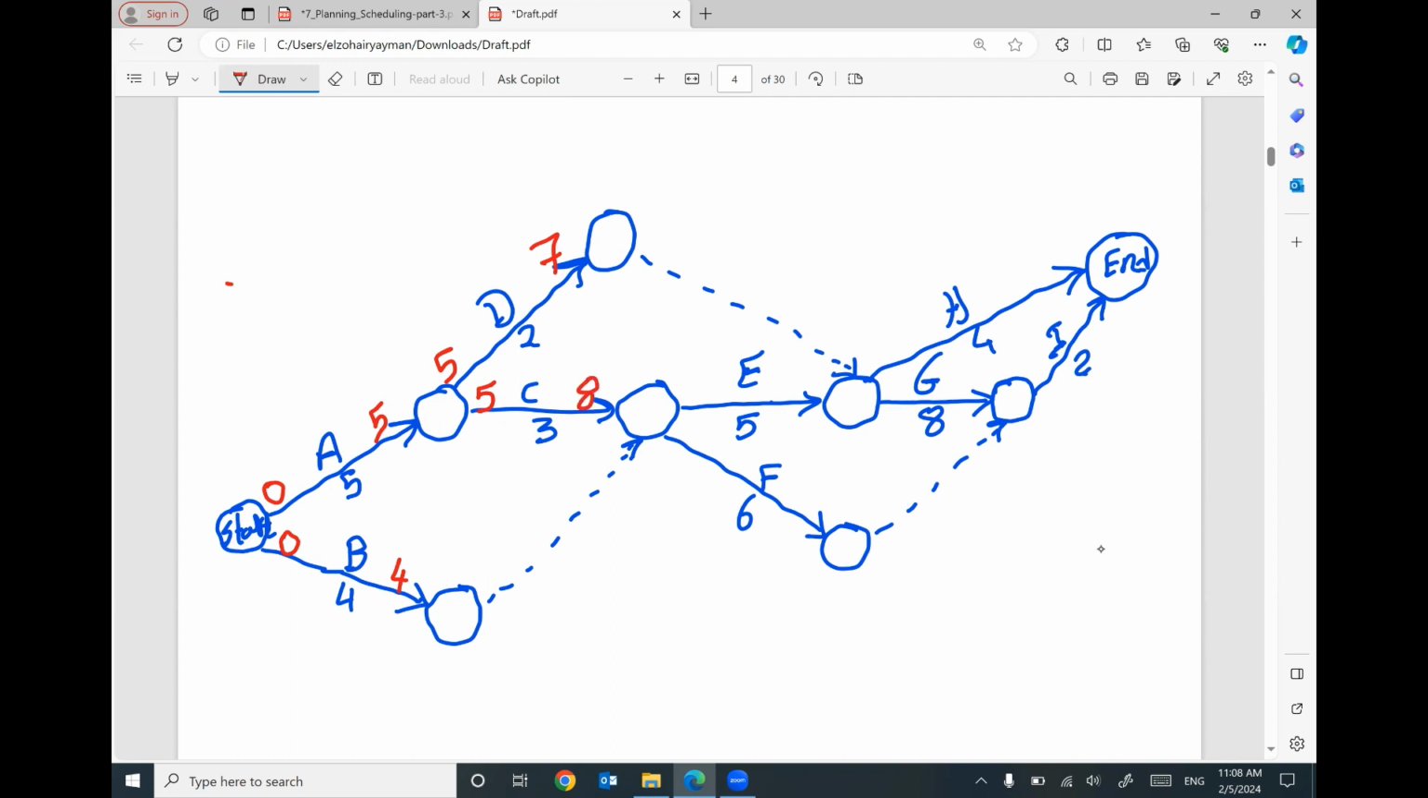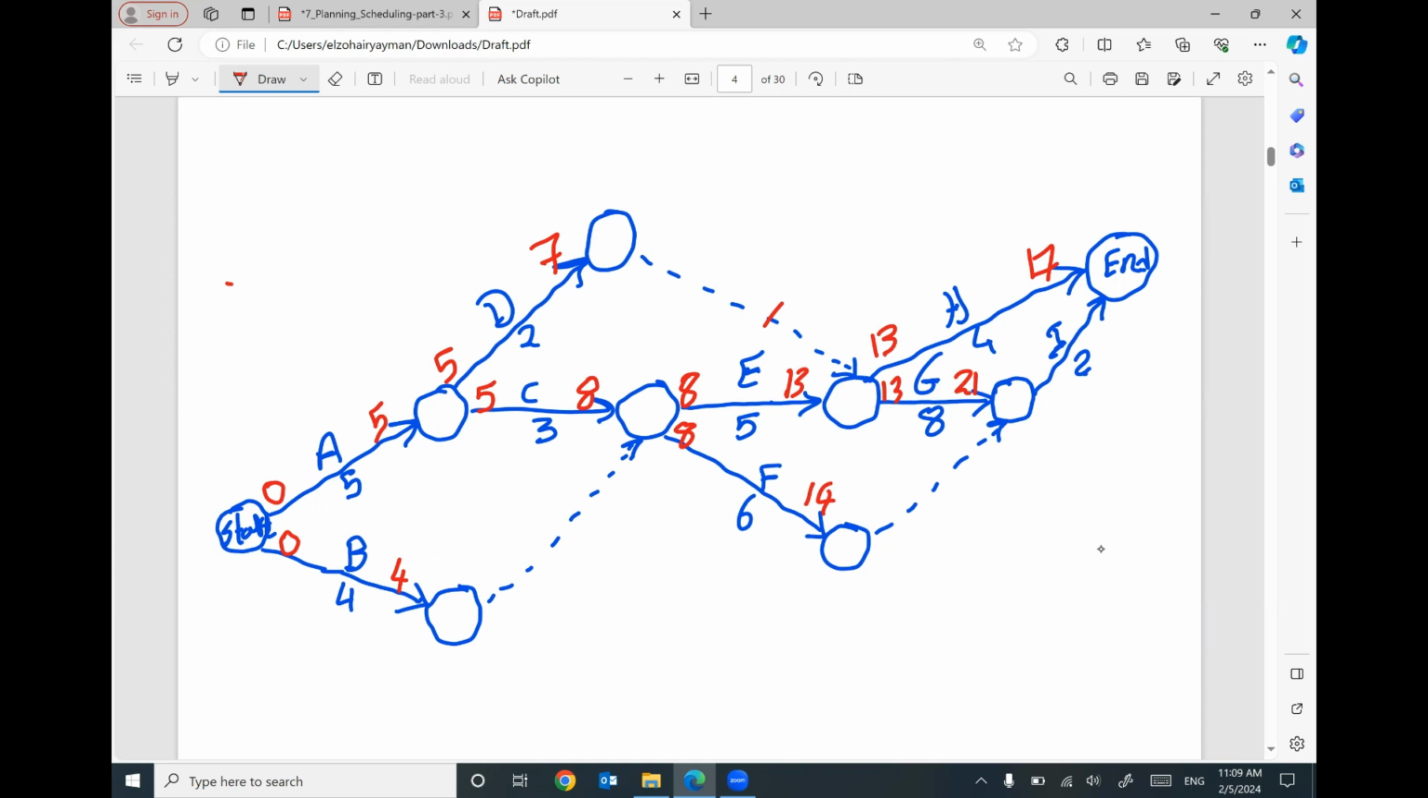Be careful about activity E and F. Both of them, E and F, have a predecessor C and B. So we have 4 based on this dummy activity, and 8, I'm going to use 8. 8 plus 5 will be 13. 8 plus 6 will be 14. For activity H and G, both of them have a predecessor E and D based on this dummy activity. So we have 13 and 7. I'm going to use 13. 13 plus 4 will be 17. 13 plus 8 will be, I think, 21.